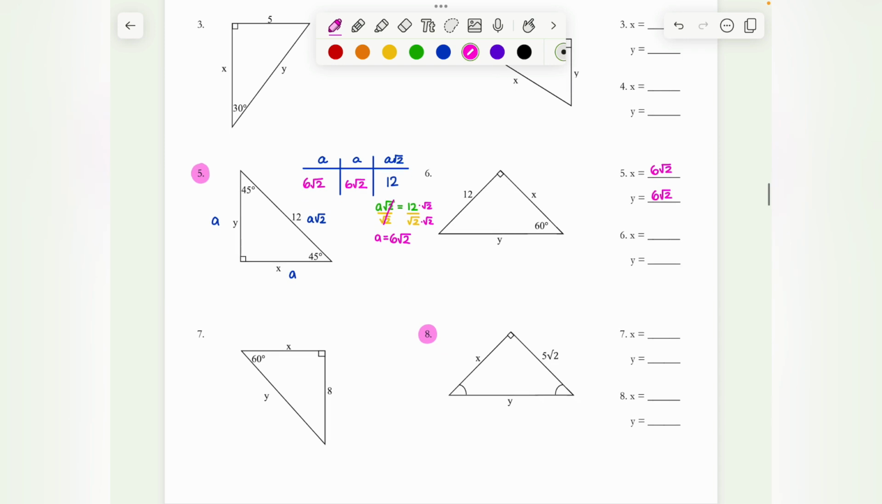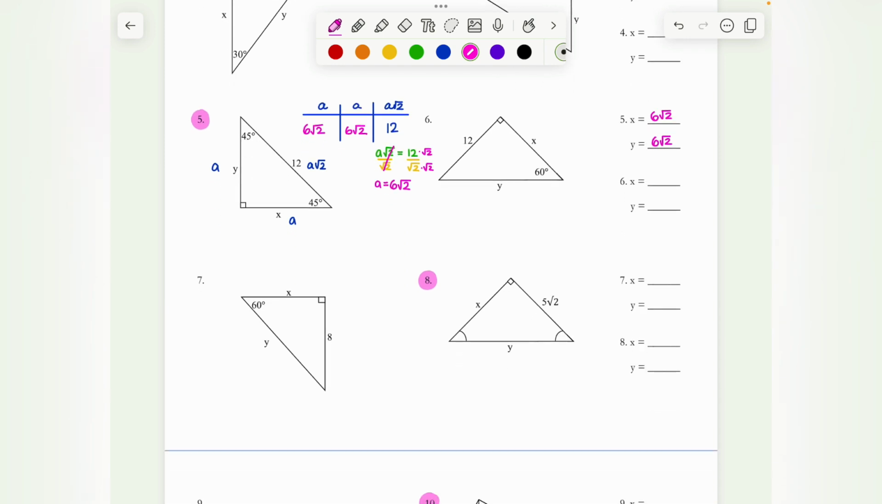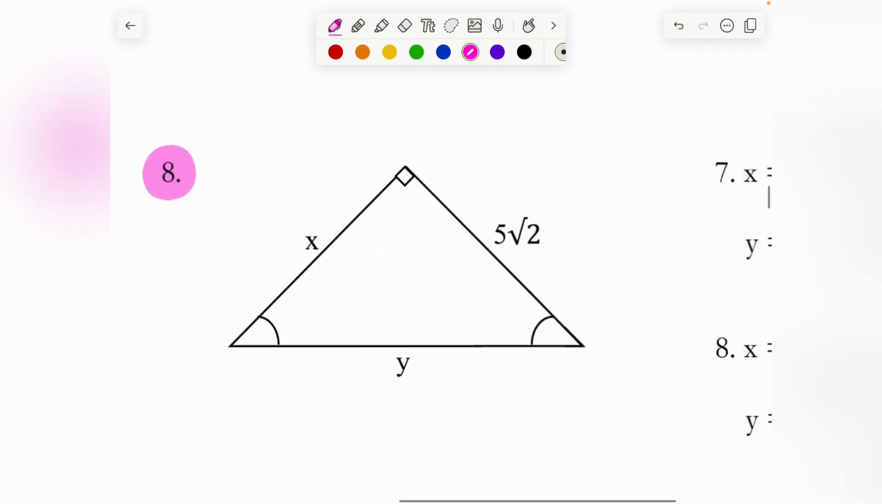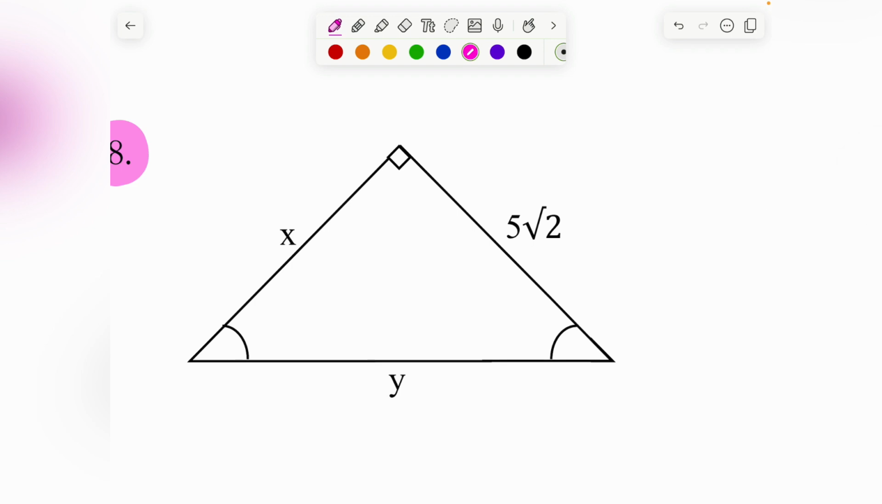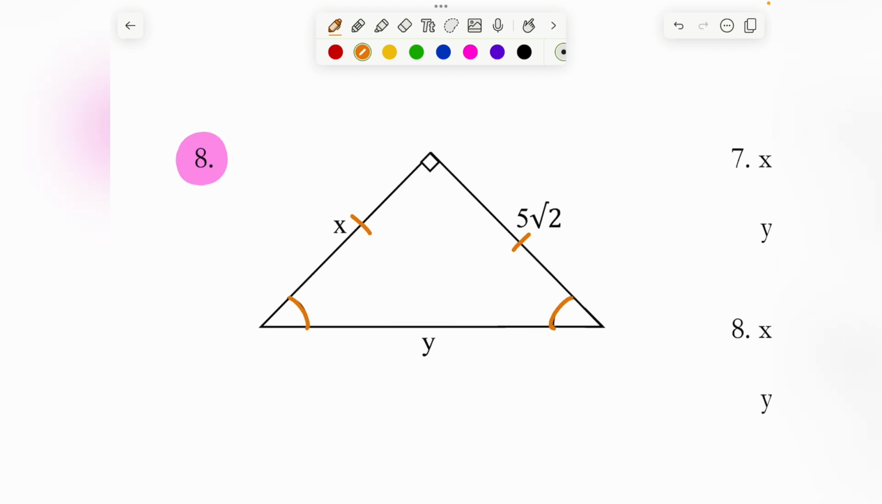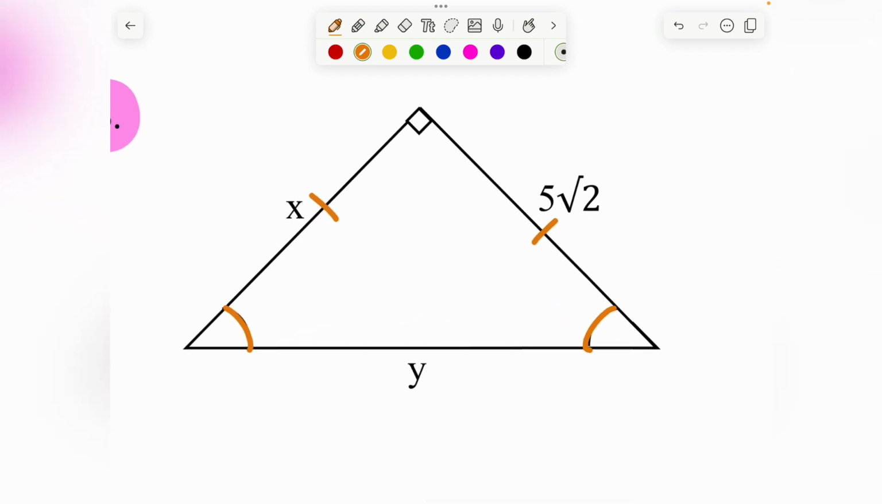Six is a 30, 60, 90 triangle, as is 7. So let's take a look at number 8. So this is a 45, 45, 90, and I know that because these angles are marked congruent, which means these sides are congruent, and that means they must be 45 degrees. So across from the 45 degree angles are the A's. Across from the 90 is the A root 2.